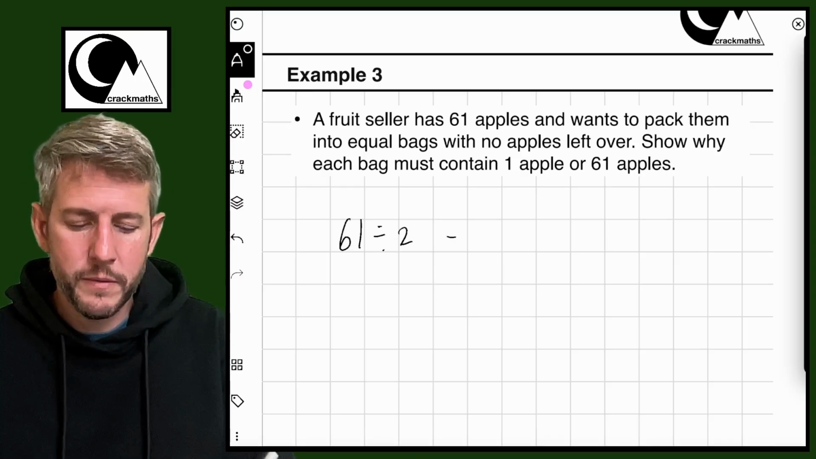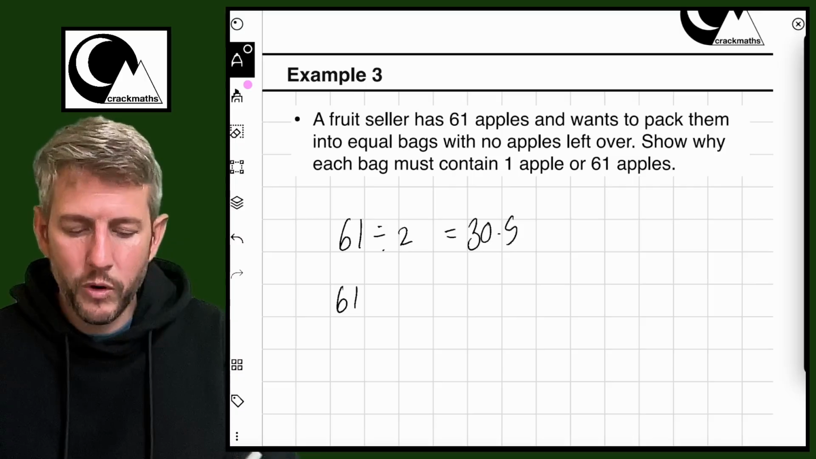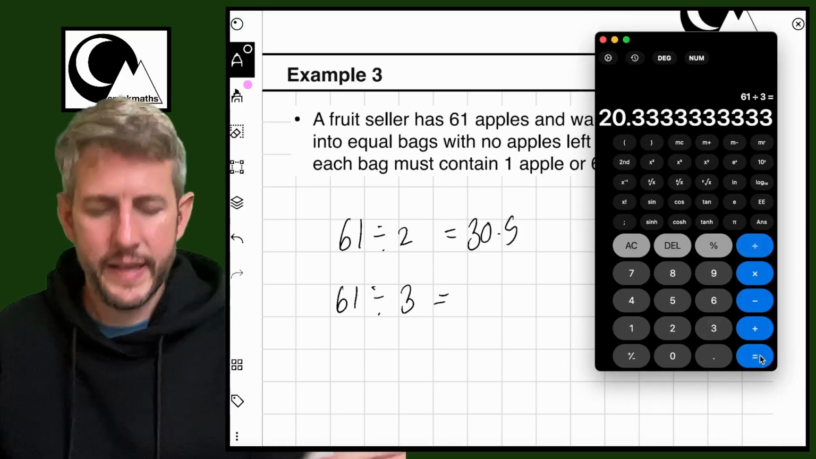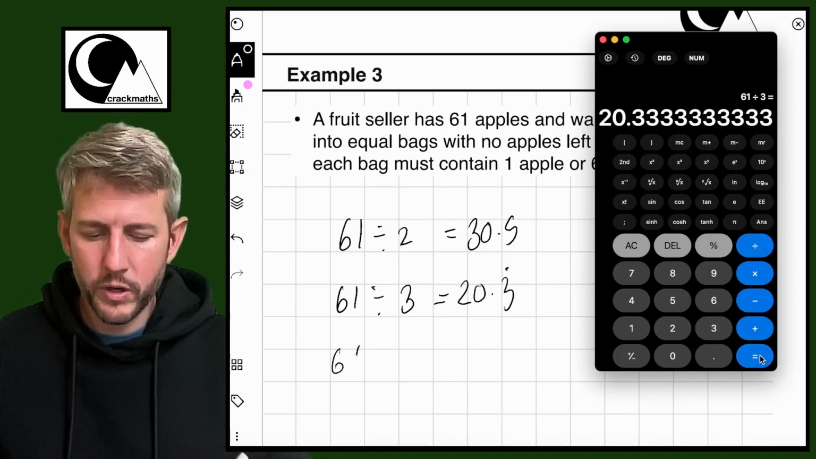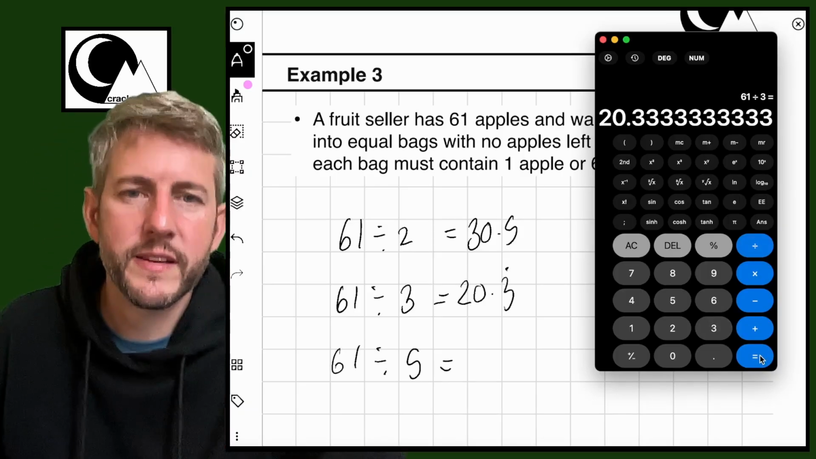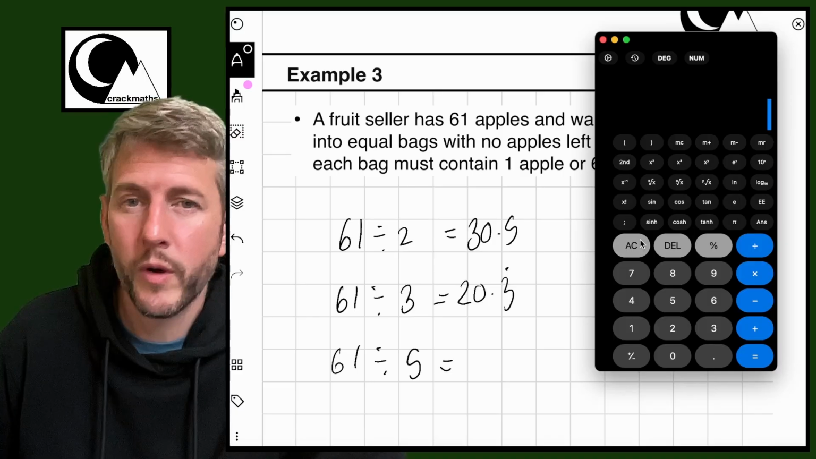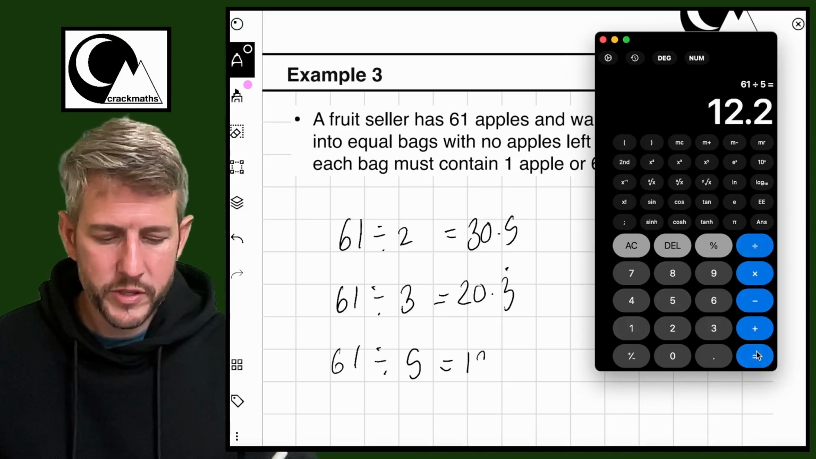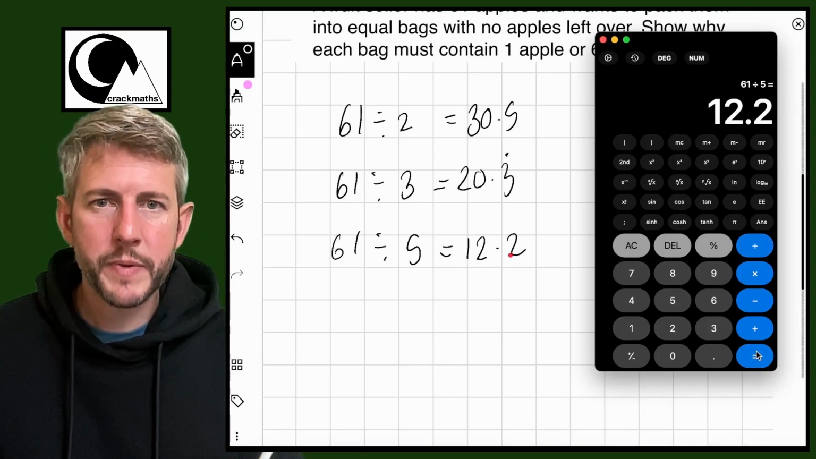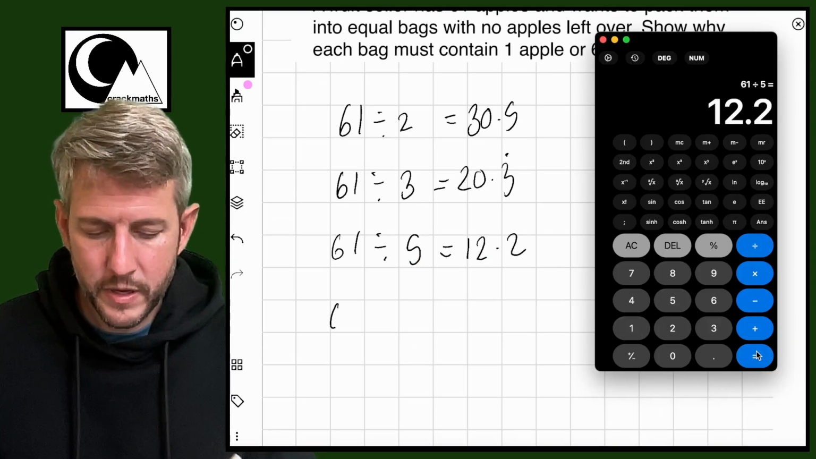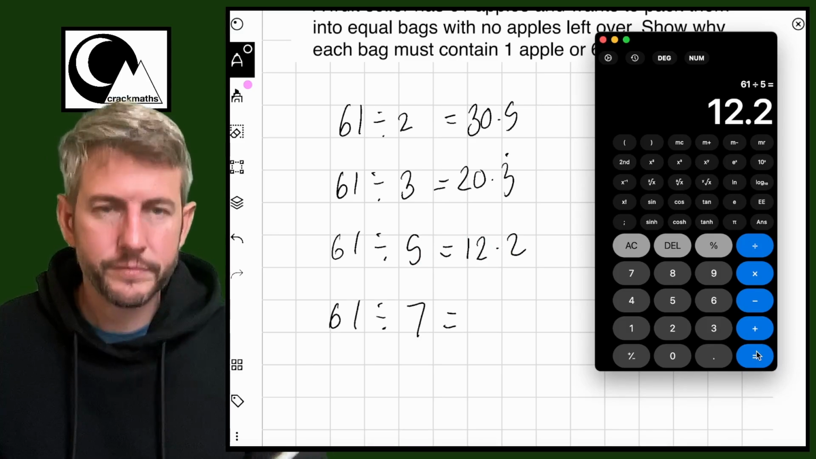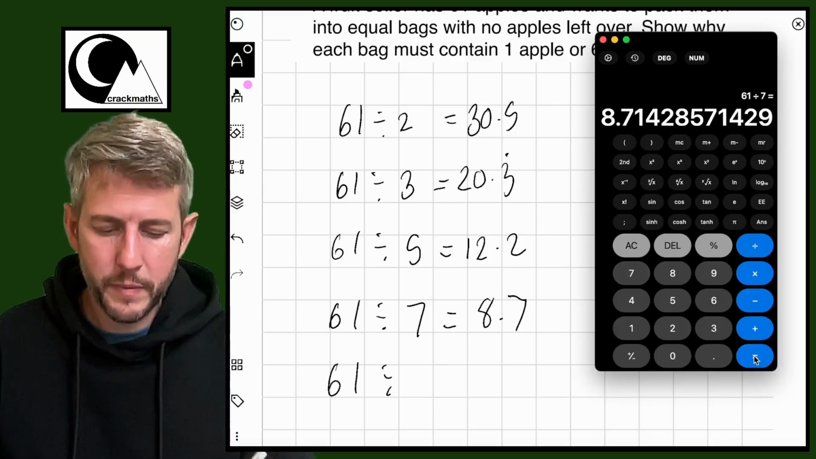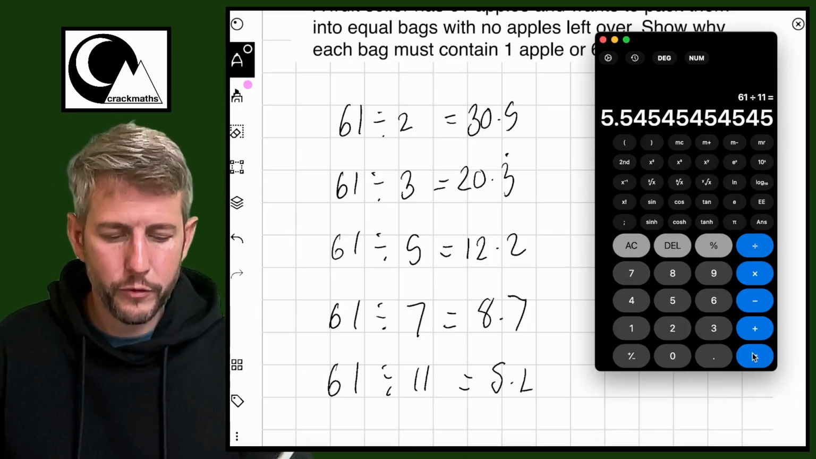61 divided by 2 equals 30.5. 61 divided by 3, well, let's find out what that is. 61 divided by 3 is 20.3 recurring. 61 divided by 5 will be the next one, because there's no point dividing it by 4 if it can't be divided by 2. So 61 divided by 5 equals 12.2. Remember, we're looking for this number to become smaller than this number, and then we can stop. 61 divided by 7 is 8.7. And then 61 divided by 11 is 5.45. So there we go.